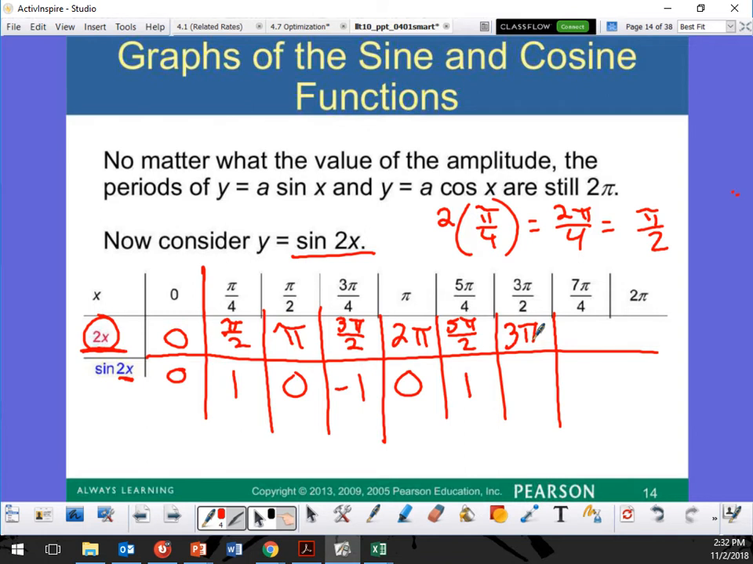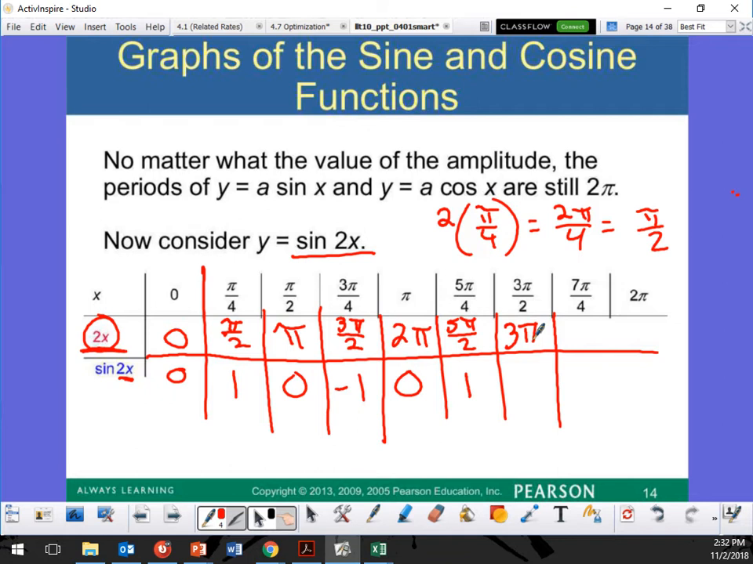Now trace over to 2 pi. Now trace over to 3 pi. We're counting by pi's, right? And so where would it end up at? Pi. At just pi, right? It ends up at pi.